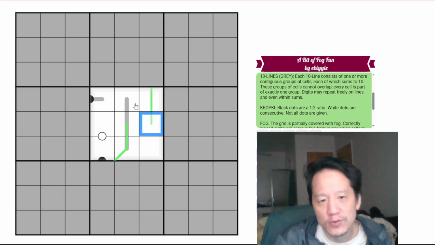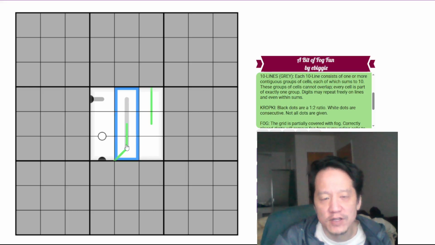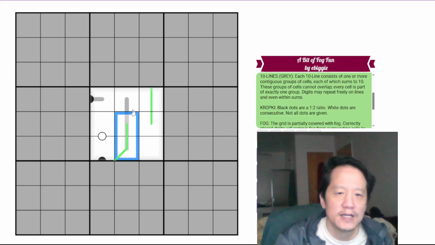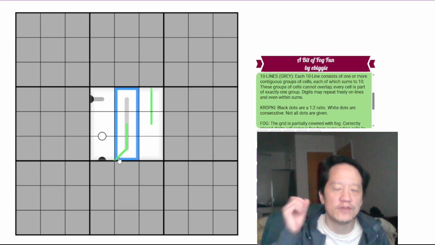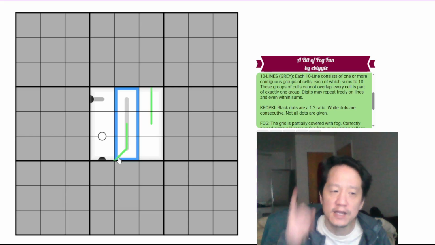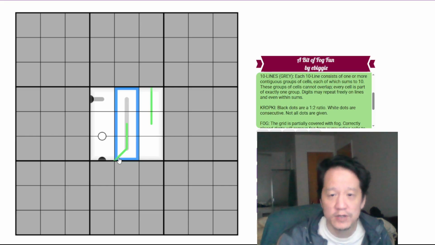So, for example, this is a 3 length 10 line, so that's kind of already solving. But anyways, suffice it to say that this 3 length 10 line must add up to 10 by itself. Every cell that's on the 10 line must be part of a group of cells that sums to 10, and it can only be part of one group.